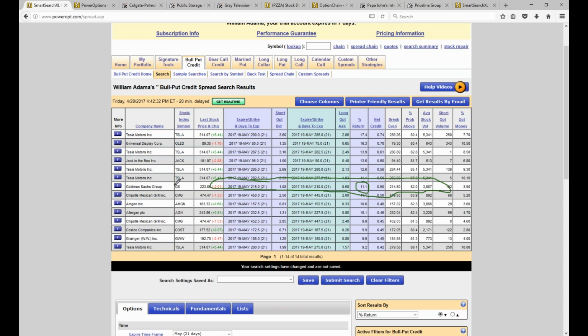But here's Goldman Sachs, 215 by 210. This is not a recommendation because these probably all have earnings coming up, which I wouldn't trade a spread on. I didn't filter for that. I'm just showing an example. So bull put credit spread at 215 and 210. I'm taking in 50 cents on a 5-point spread, which means my true risk is 450.